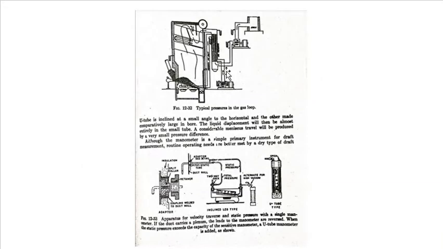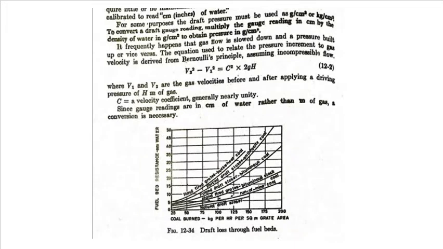Next, the figure shows the typical pressures in the gas loop. Next would be the apparatus for velocity traverse and static pressure with a single manometer. If the duct carries a plenum, the leads to the manometer are reversed. When the static pressure exceeds the capacity of the sensitive manometer, a U-tube manometer is added as shown. So this figure shows the draft loss in fuel beds.